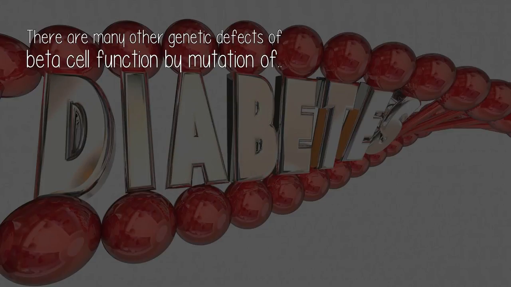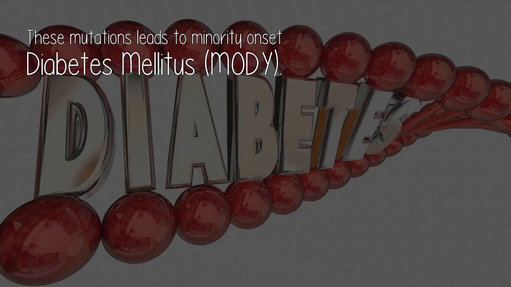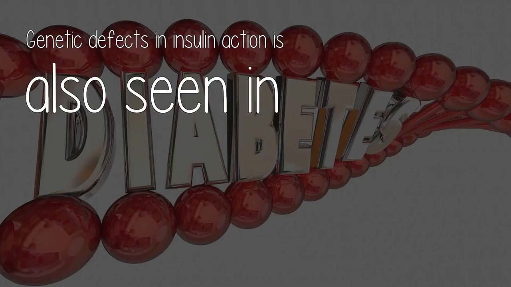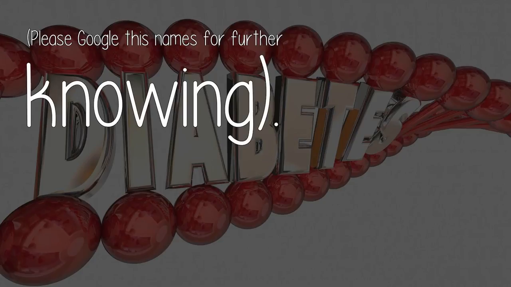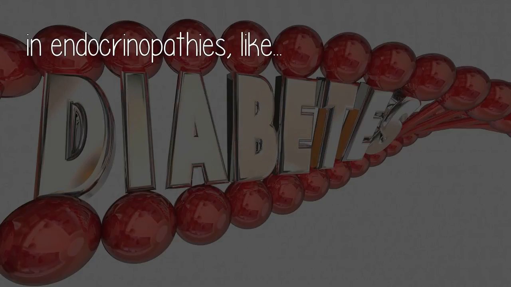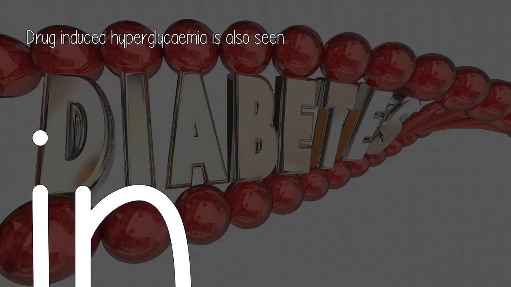There are many other genetic defects of beta cell function by mutation. These mutations lead to maturity onset diabetes of the young, MODY. Genetic defects in insulin action are also seen. Please Google these names for further knowing. In endocrinopathies, drug-induced hyperglycemia is also seen.